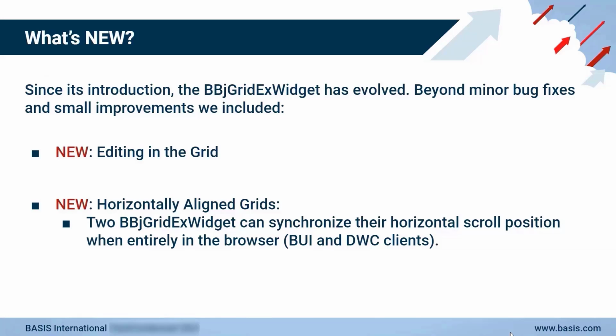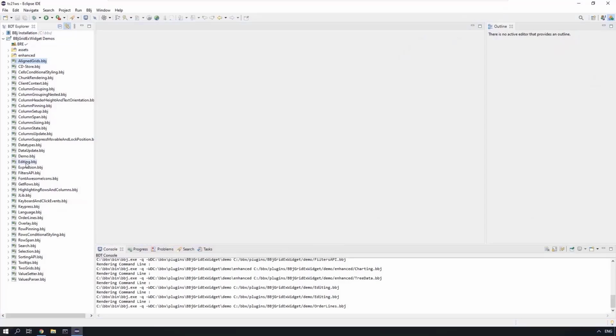Since its first release, the BBJ Grid EX widget has evolved quite a bit. Besides a few minor improvements, it has received two features that I will present to you now. We have added full editing support. Now you can not only use the grid in your queries to browse data, but also for data entry. The second feature we added recently for the browser-based clients of BBJ is the horizontally aligned scrolling of two separate grids, which is fully implemented as a client-side feature and does not produce any server round trips for optimal performance in thin client deployments. Let's have a look.